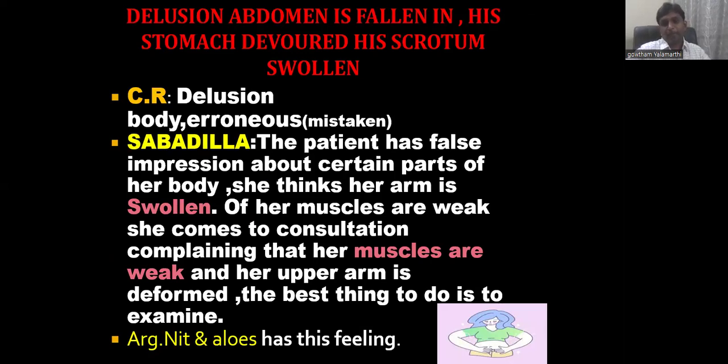In the Sabadilla patient, they have got a false belief or impression about certain parts of her body. She thinks her arm is swollen, or her muscles are weak. She comes to consultation complaining that her muscles are weak and her upper arm is deformed. The best thing to do is examine. We encounter a few such patients in our clinic. Doctor sir, I think that my right hand is swollen rather than the left hand. So this is delusion. So think of these remedies. In those cases, you have to examine them. The other drugs are Argentum nitricum and Aloes. There's also the same feeling.